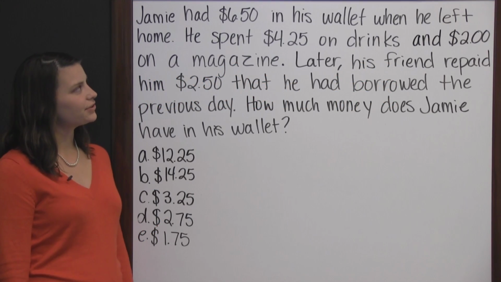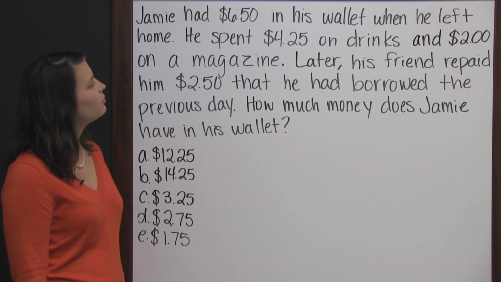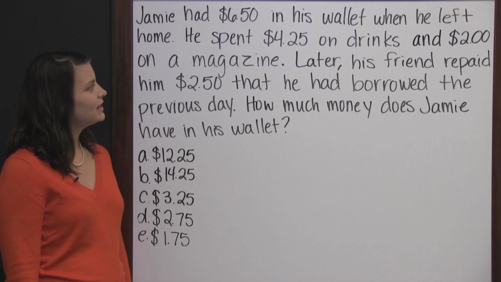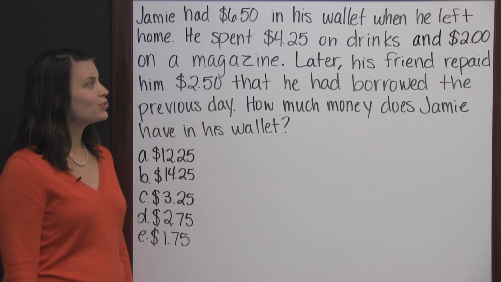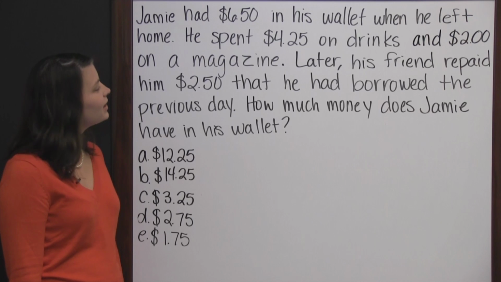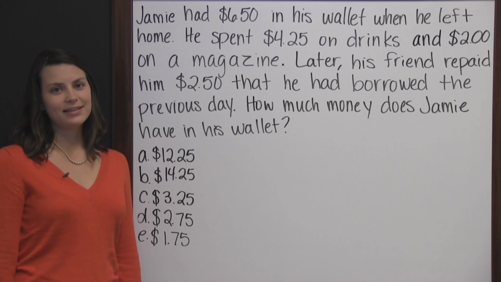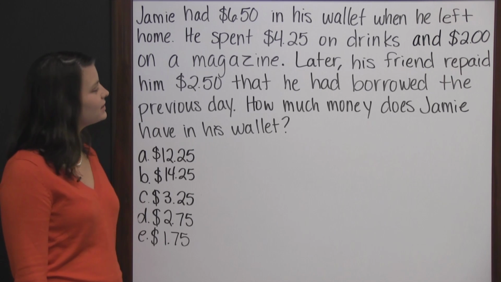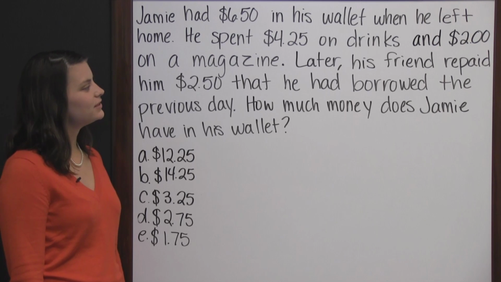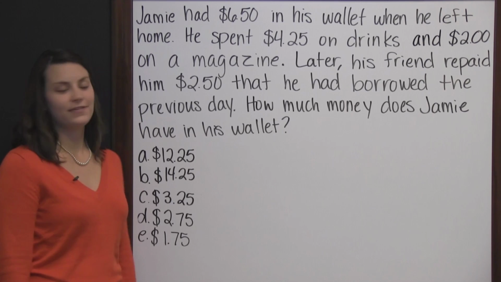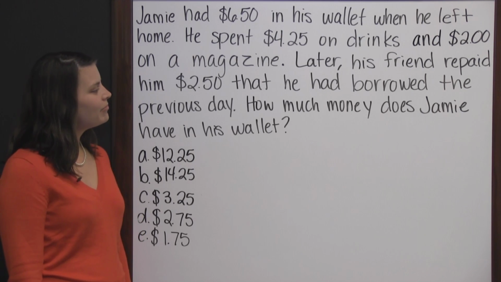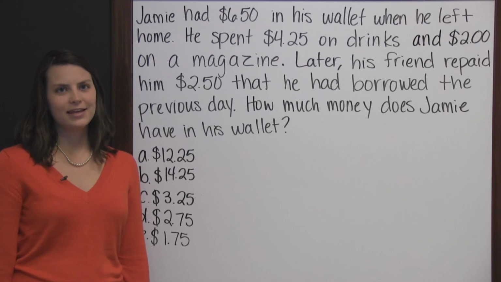Jamie had $6.50 in his wallet when he left home. He spent $4.25 on drinks and $2 on a magazine. Later, his friend repaid him $2.50 that he had borrowed the previous day. How much money does Jamie have in his wallet?